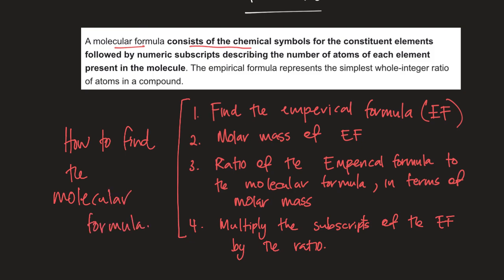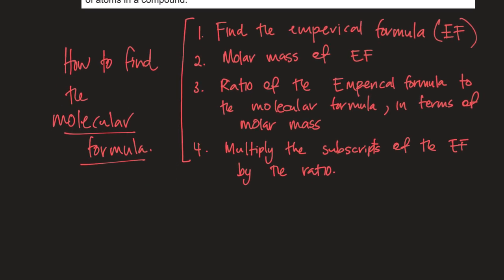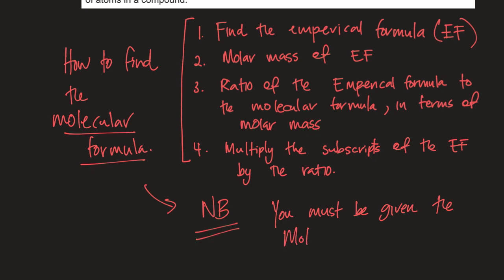Now, in order to find the molecular formula, there's something that you must have. This is very NB. In order to find the molecular formula, you must be given the molar mass of the sample. Not the mass, the molar mass. Remember, molar mass is in grams per mole. That must be given to you. You will not be able to find the molecular formula without the molar mass.